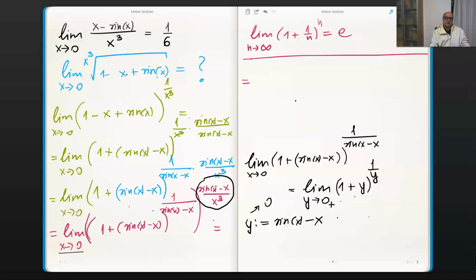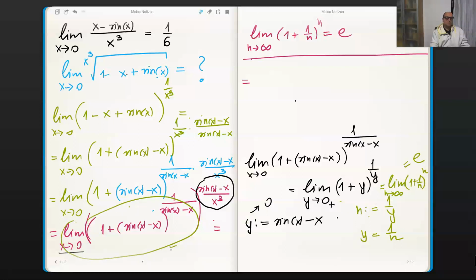So if that's the case, let us call n to be 1 divided by y. y is equal to 1 divided by n, and n is running towards plus infinity, since y is approaching 0 from the right-hand side. That means we're having a limit n towards infinity of (1 plus 1 divided by n) to the power of n. So this is e. This huge expression is becoming e, and we only have to figure out what is (sine of x minus x) divided over x cubed.